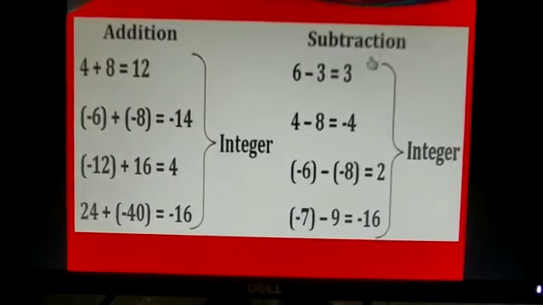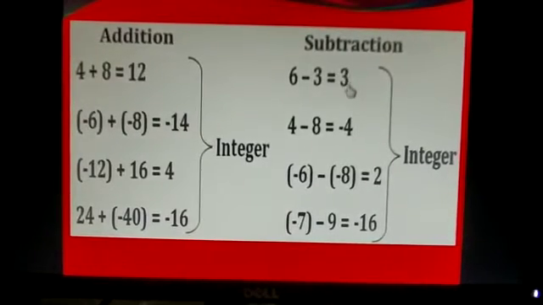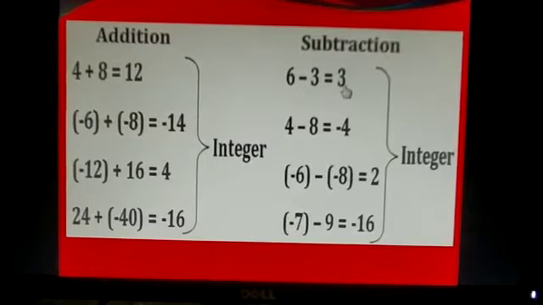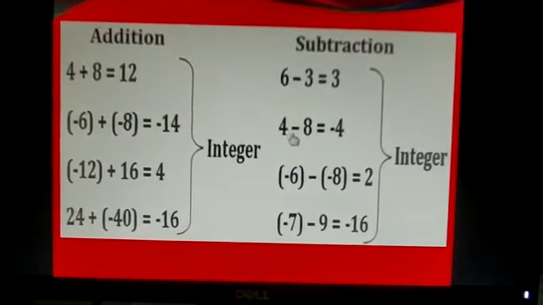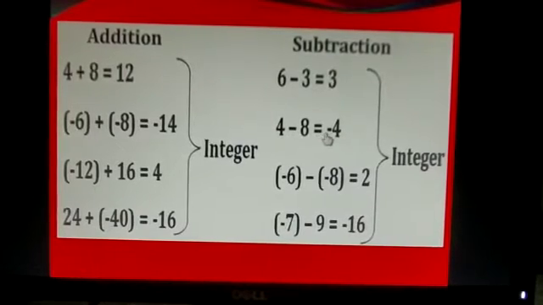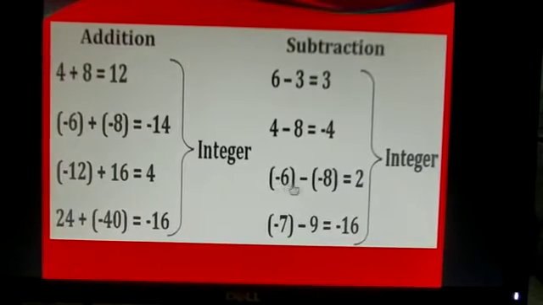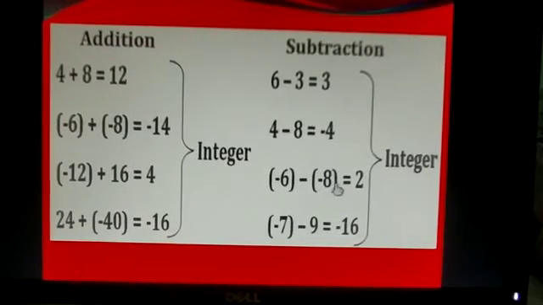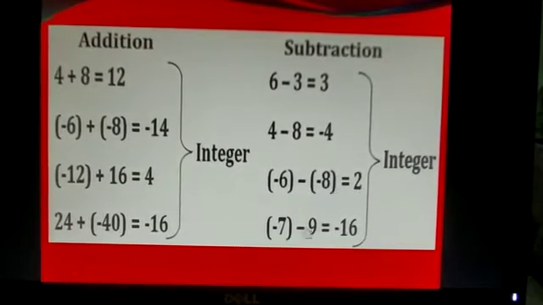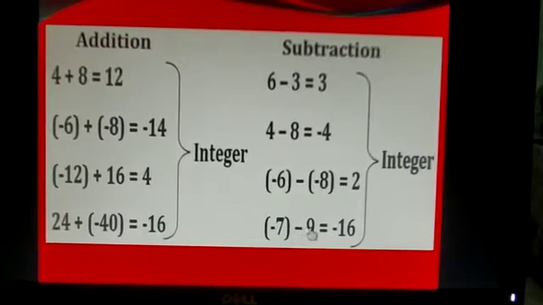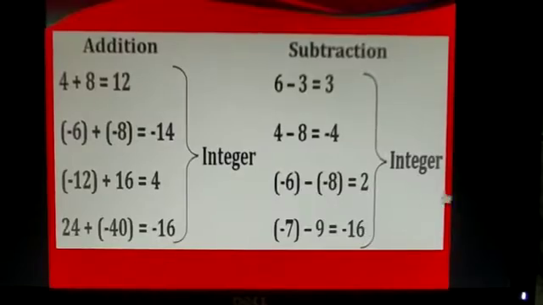In the case of subtraction, when you subtract two integers, then also the difference will be an integer. That is, 6 minus 3 is equal to 3, and 3 is an integer. 4 minus 8 is equal to negative 4, so negative 4 is an integer. Negative 6 minus negative 8 is equal to 2, so 2 is also an integer. Negative 7 minus 9 is equal to negative 16, so negative 16 is also an integer.